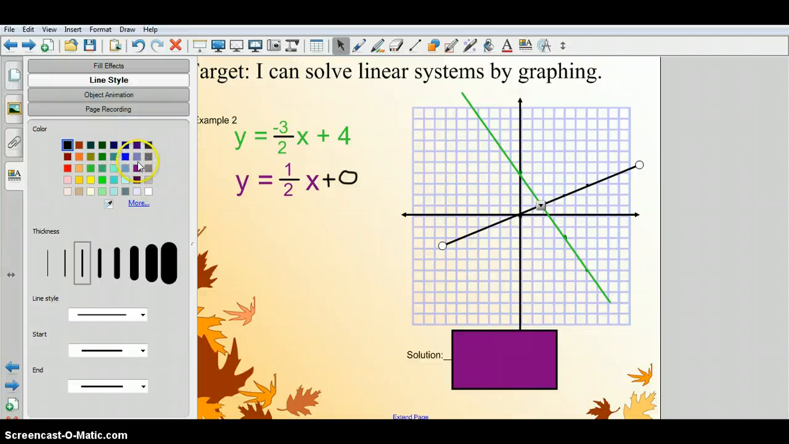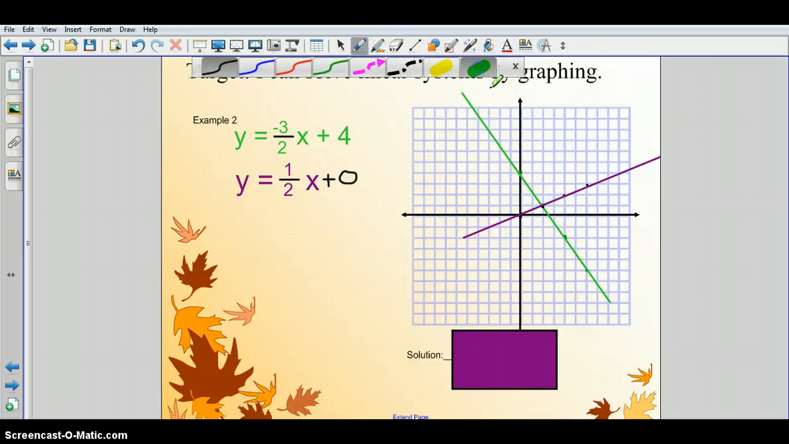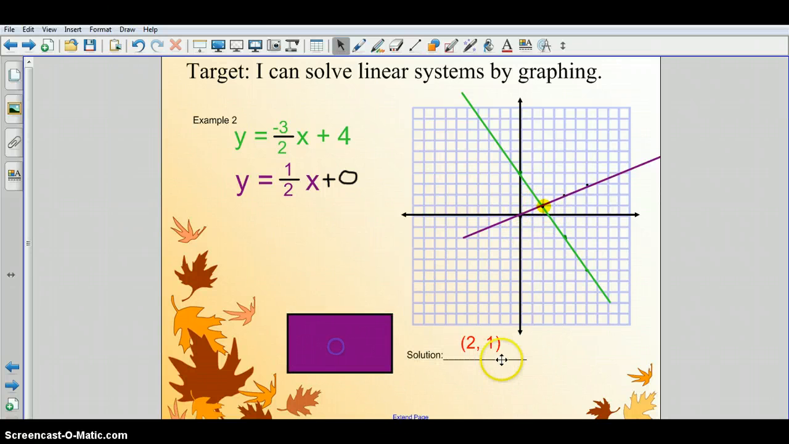So later on when you look at this, it'll make a little more sense to you because the lines are color coordinated. Okay, now we're going to identify that intersection point. Remember, you always want to circle that point of intersection to indicate to me that you know where to find it. So I'm going to circle it in yellow, highlight it there. And then we're going to name that point using the coordinates, and the coordinates are 2, 1. So the solution is 2, 1.